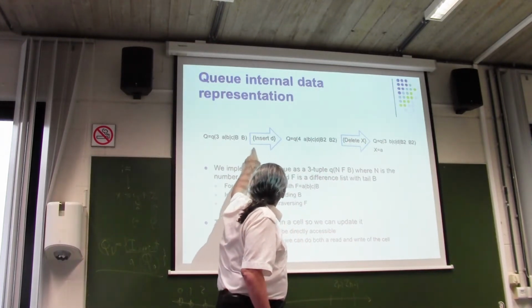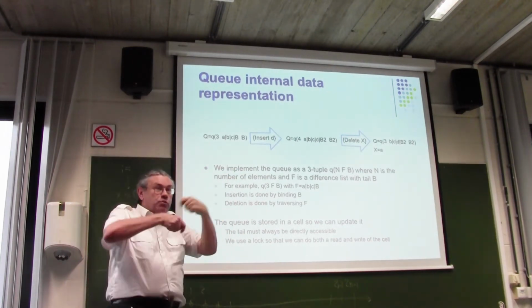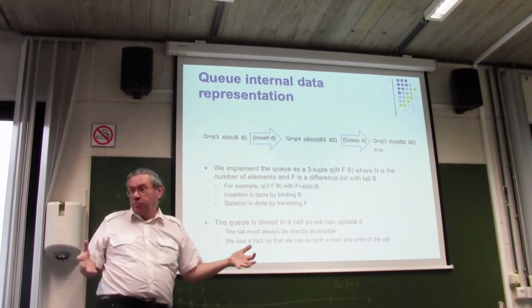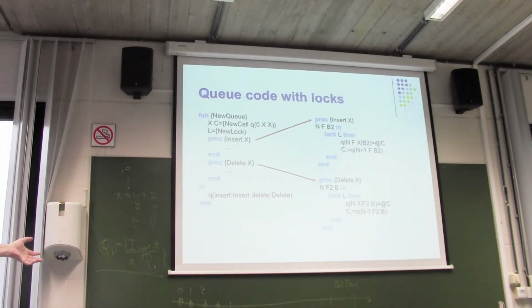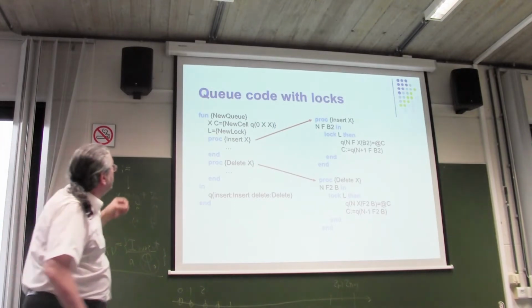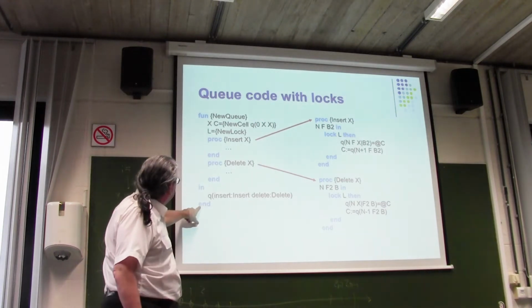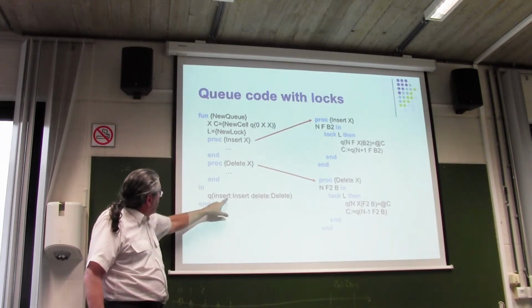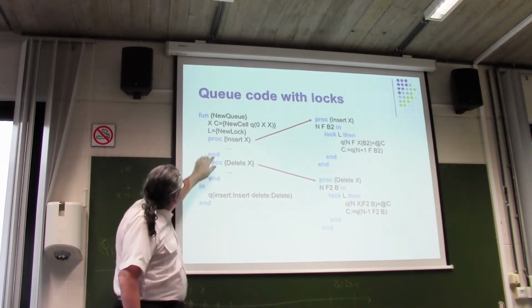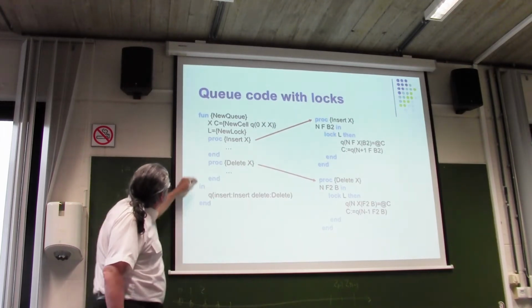So we have to implement insert and delete. This thing, this tuple is stored in a cell. And of course, we do operations on the cell. So all these operations will be inside a lock, okay? Right? You see it, huh? So here is the code for this, okay? So this is a function returning a new queue. So this returns a record which actually gives you the insert and delete operations, okay? Insert and delete are procedures which have the X argument. But the cell is hidden inside, huh?